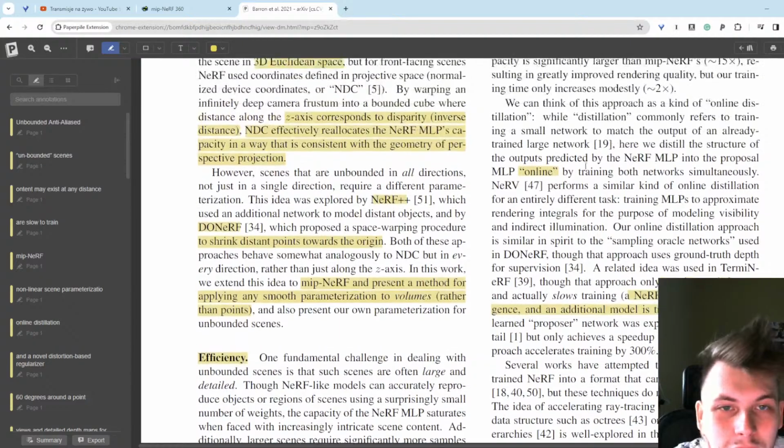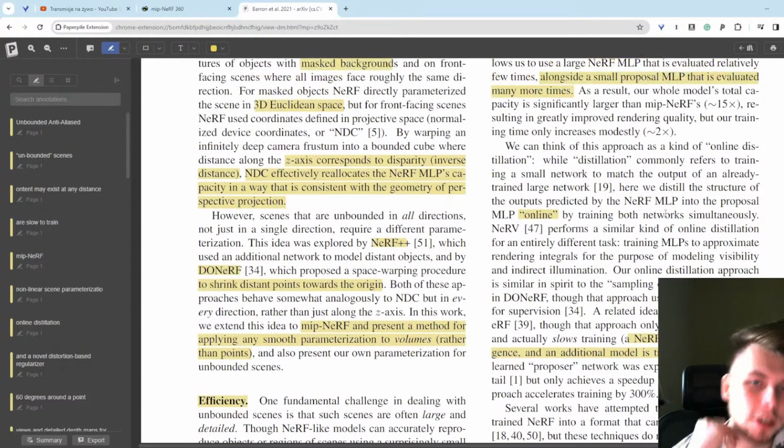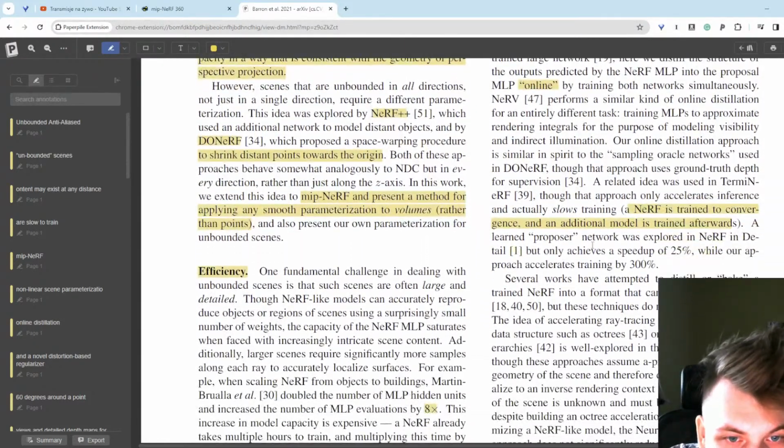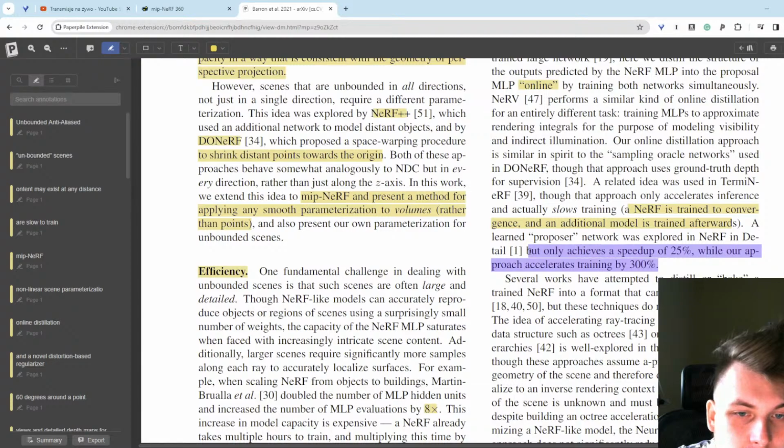They are just like, instead of doing that later, let's do it online while we are training, and let's sample this main NeRF using this proposal. So that eliminates a lot of sampling of this big NeRF. A learned proposal network was explored in NeRF in detail, but only achieves a speedup of 25%, while our approach accelerates training by 300%. Sounds great. Accelerates training 300%. Sounds amazing.